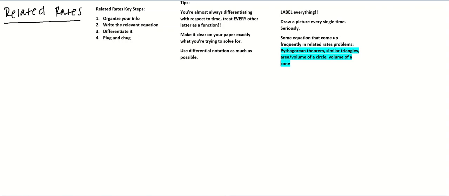I also wanted to go over some tips that I have for doing these problems. I will also put these tips down below. They're key things that I've seen students make mistakes on a lot, so I wanted to really highlight them. The first one is that you're almost always differentiating with respect to time, so every other letter that shows up in the equation needs to be differentiated like a function.